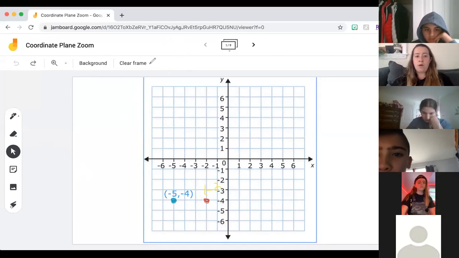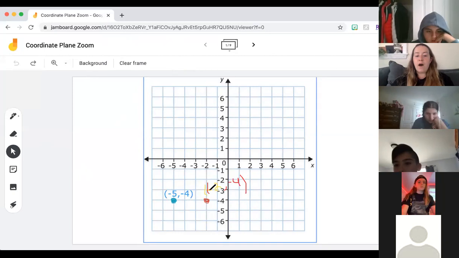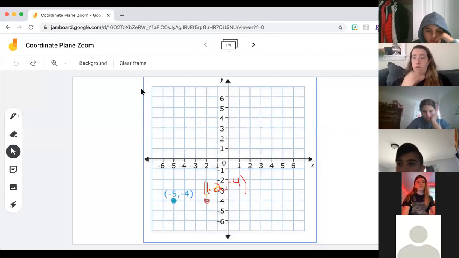-2). What did I do? Sorry. (-2, -4). So again, I use the parentheses and then the comma. So if I wanted to know what would be the distance between those 2 points, in the chat, tell me, what is the distance between those 2 points?